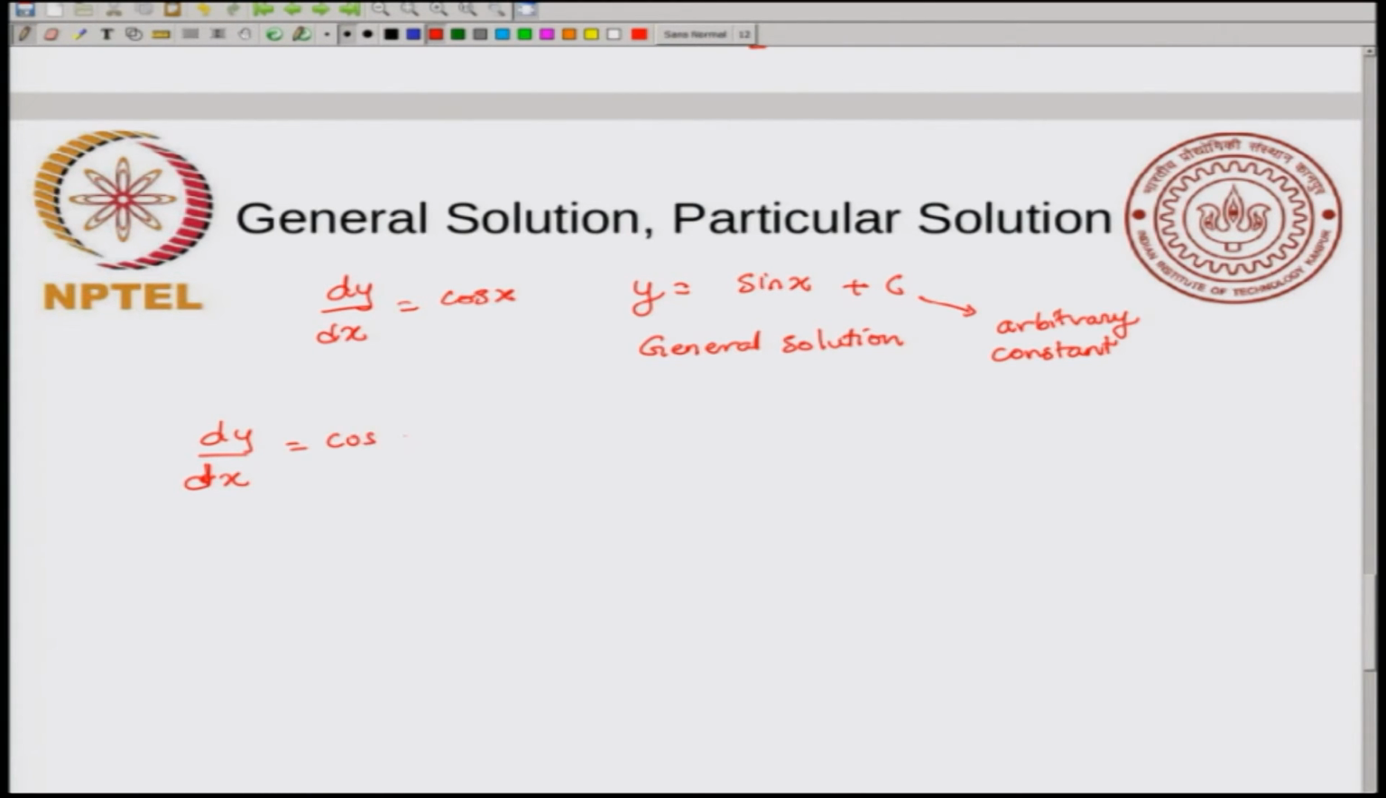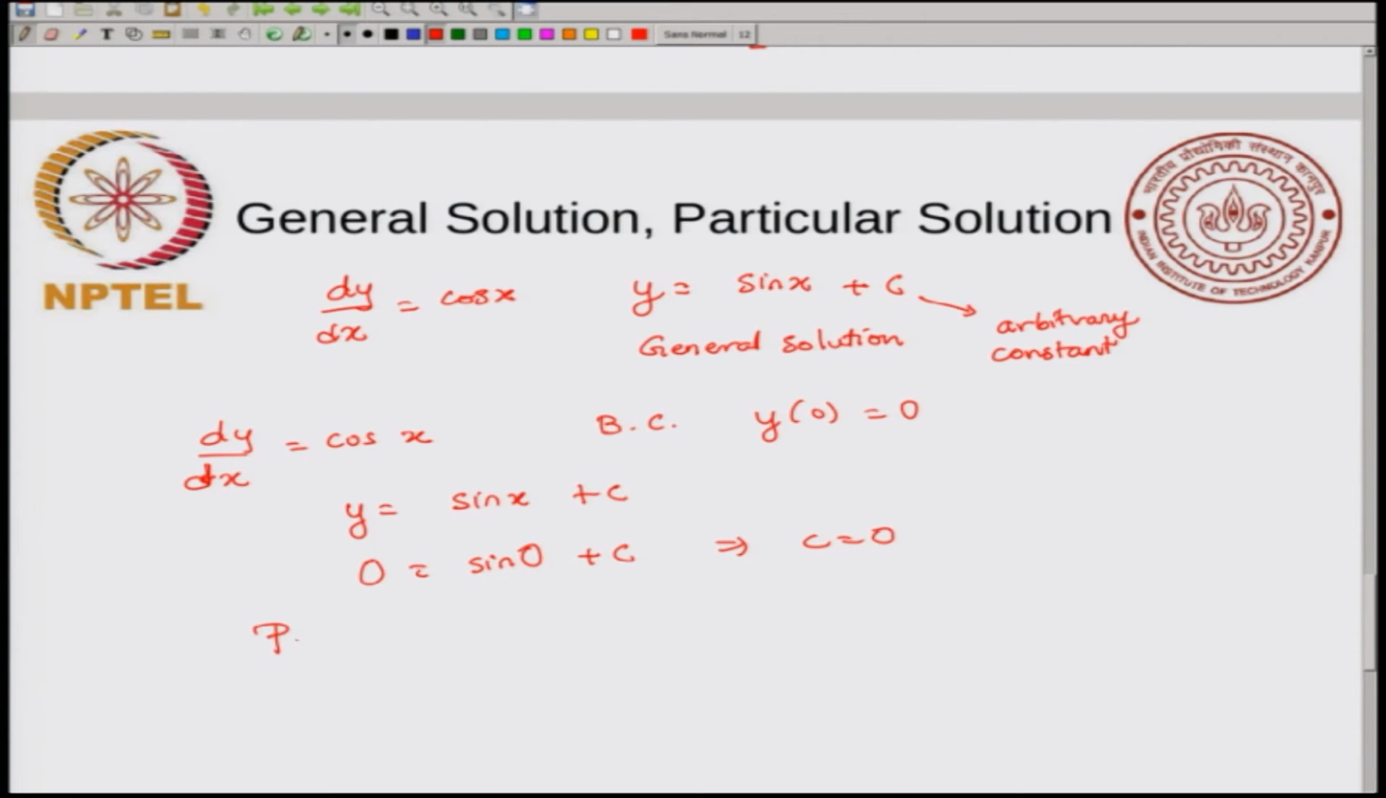dy by dx equal to cos x, but I give some boundary condition: y of 0 equal to 0. So, for this differential equation with this boundary condition, you will say that y is equal to sin x plus c. Now, y of 0 equal to 0 means 0 equal to sin 0 plus c, which implies c equal to 0.